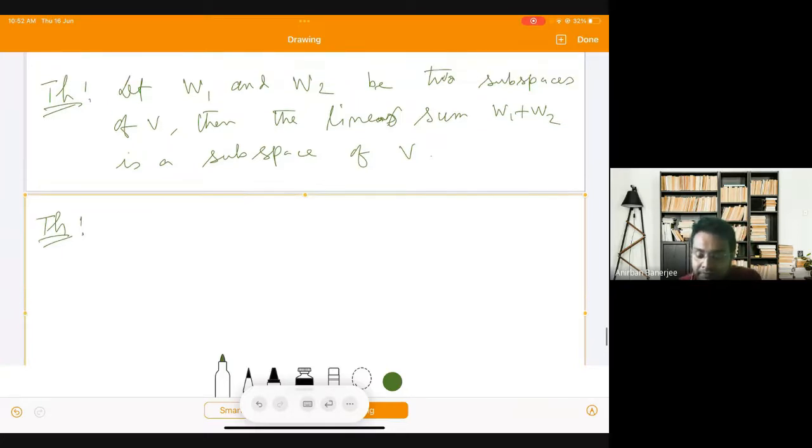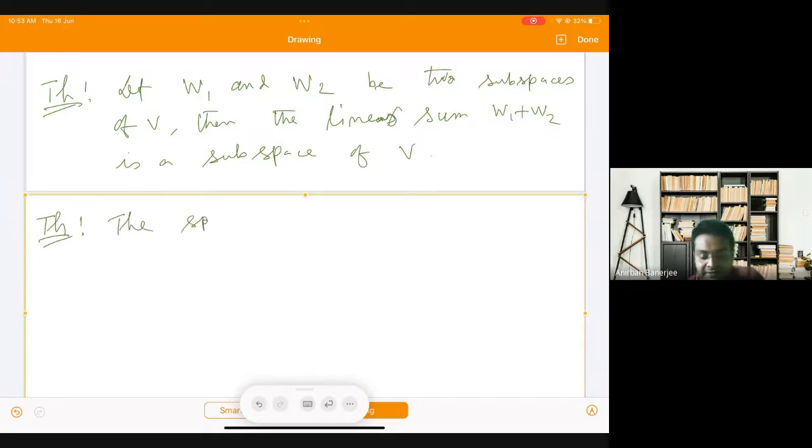Now, W1 plus W2 will form a subspace. Again, not only that, this will form the smallest subspace of V which contains both W1 as well as W2. First I write down, then I explain.